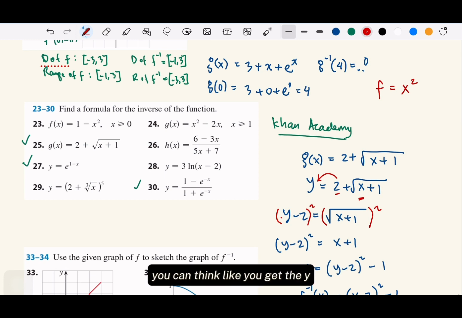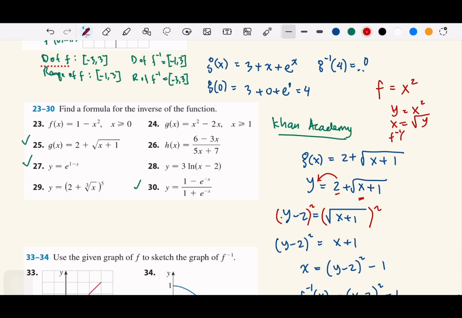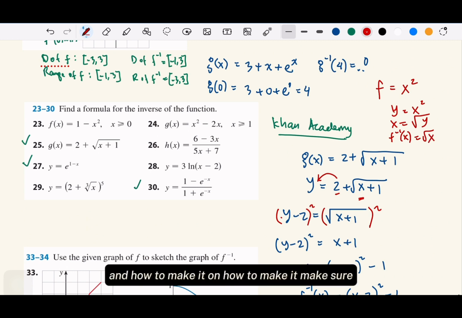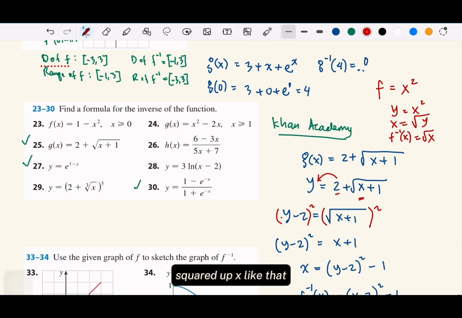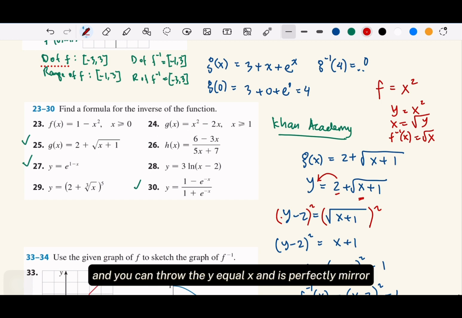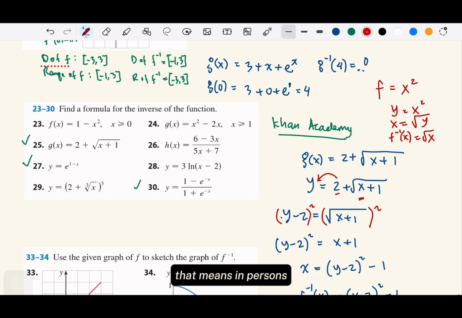You can think like you get the y, and then you take this and make that, and then x. The f inverse is square root of x. Okay. And how to make sure? You can draw from this. I think this one, it's easy to solve. You could draw this x squared like that, square root of x like that, and you can draw the y equal x, and it's perfectly mirrored. That means it's inverse. Okay, got it?